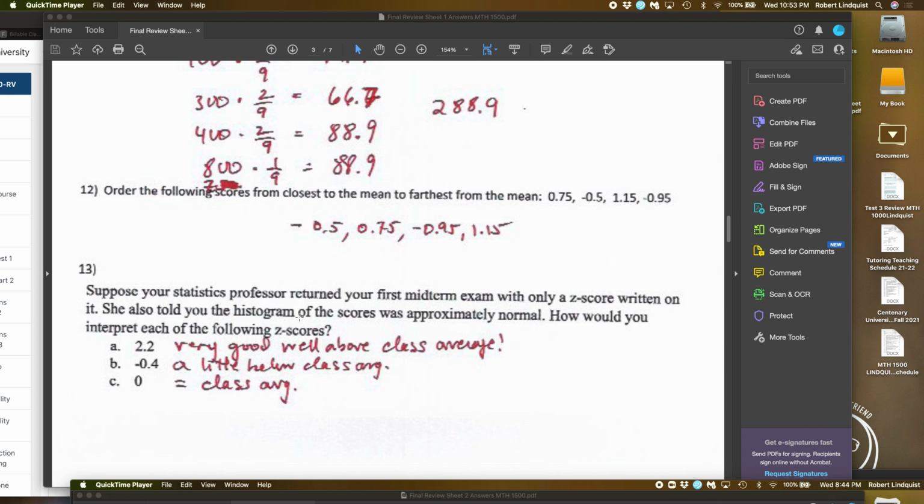Number 13. Suppose your stats professor returned your first midterm exam with only a z-score written on it. She also told you the histogram of the scores was approximately normal. How would you interpret each of the following z-scores? 2.2. Oh, you did very well. You are well above the class average. Negative 0.4. I don't know about that one. You're a little below the class average. 0 means you got the class average.